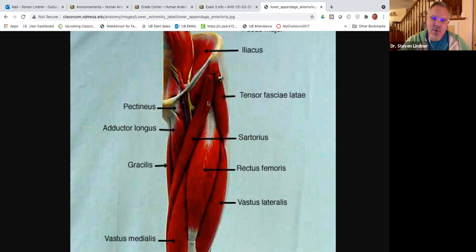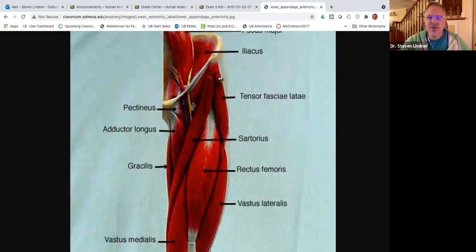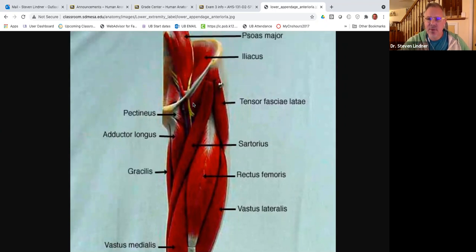Whereas the Sartorius, on the other hand, I refer to as the FABER muscle. And you'll want to write this down. FABER, F-A-B-E-R. B as in boy, FABER. And I tell my students the Sartorius should be your favorite muscle, F-A-B-E-R.